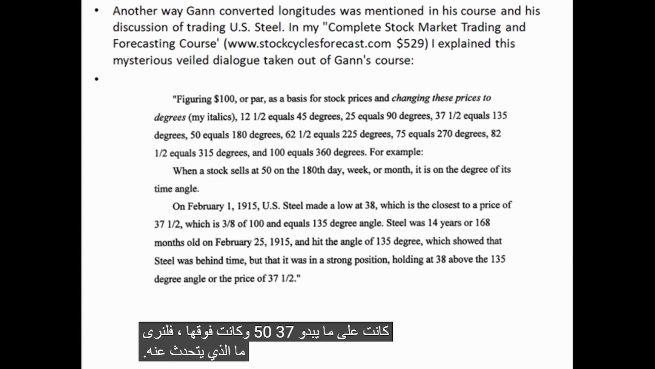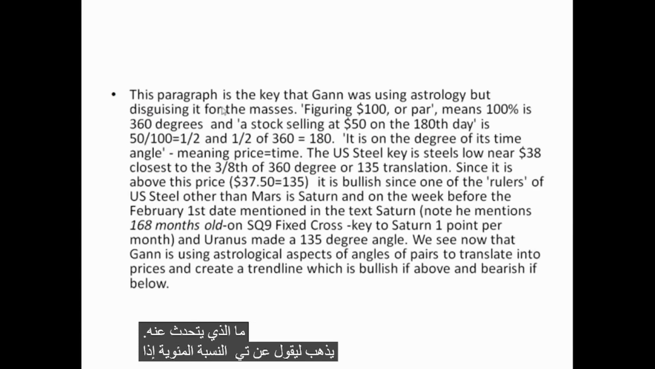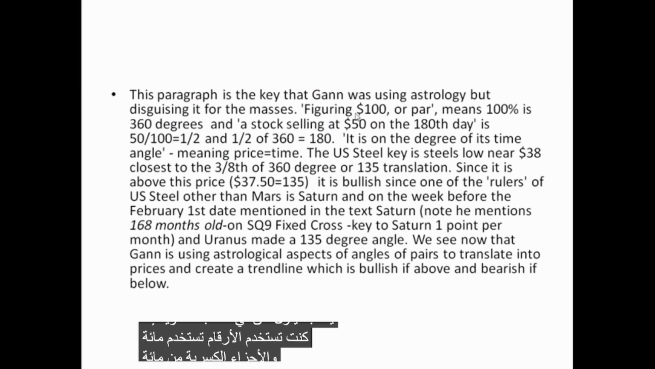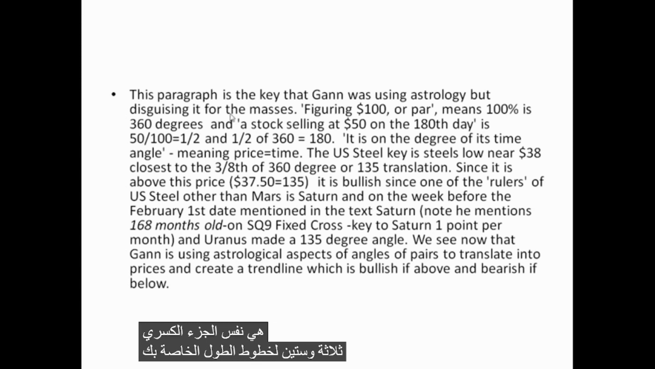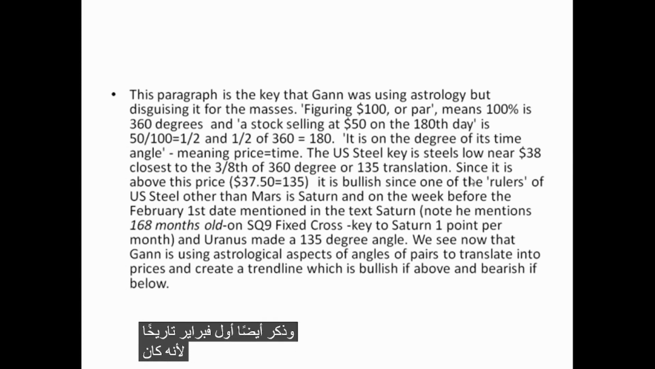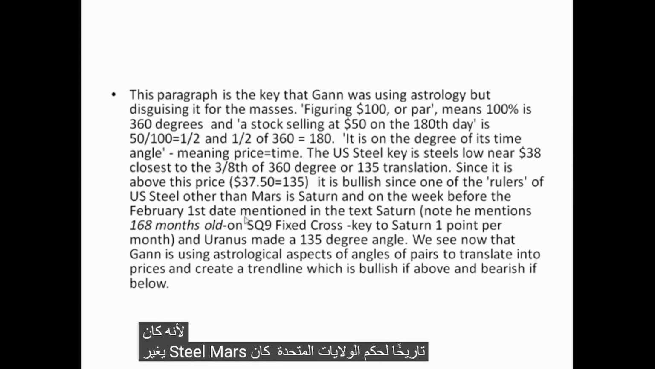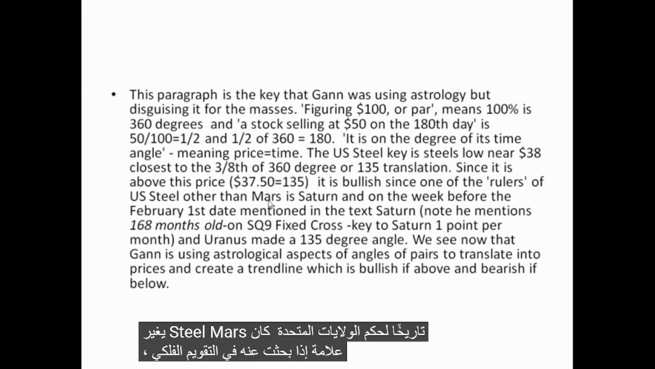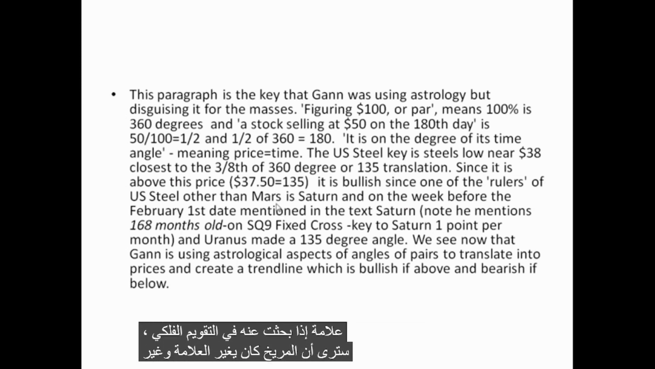So he does go on to say about the percentage. If you're using numbers, use 100, and the fractional parts of 100 are the same as the fractional parts of 360 for your longitudes. And he also mentioned the February 1st date, because that was a date when the ruler of U.S. Steel, Mars, was changing sign. If you look it up in an ephemeris, you'll see Mars was changing sign on February 1st, and he would expect when the ruler changes sign of the zodiac, the steel stock would change direction.